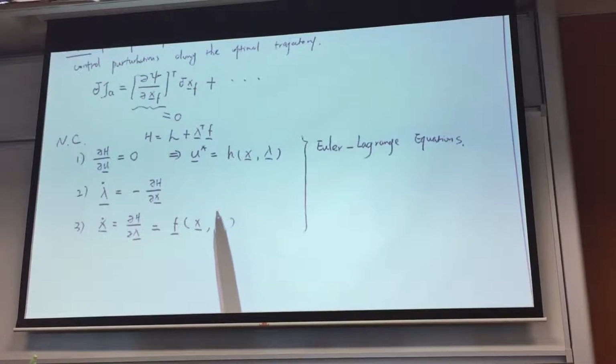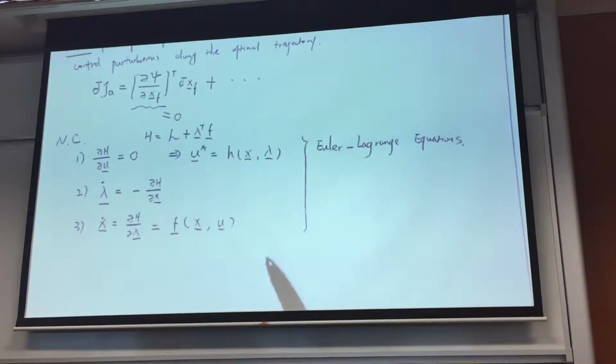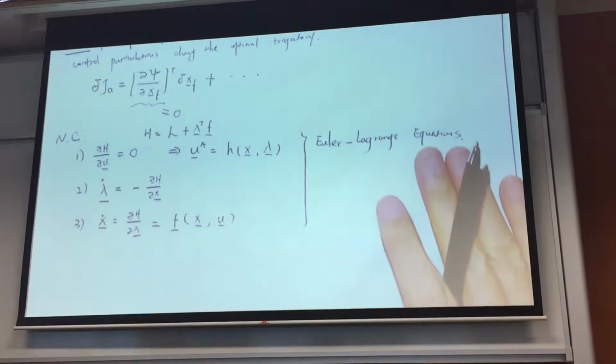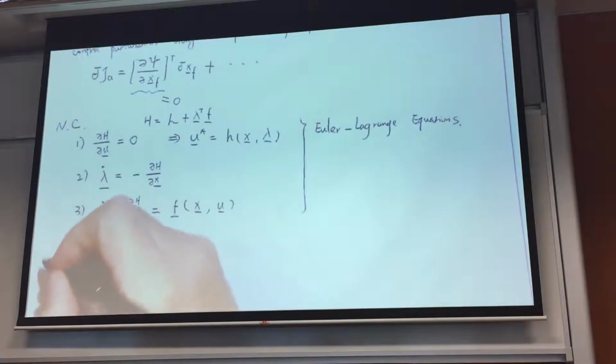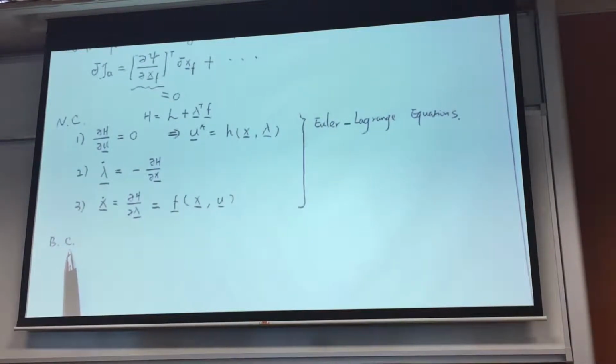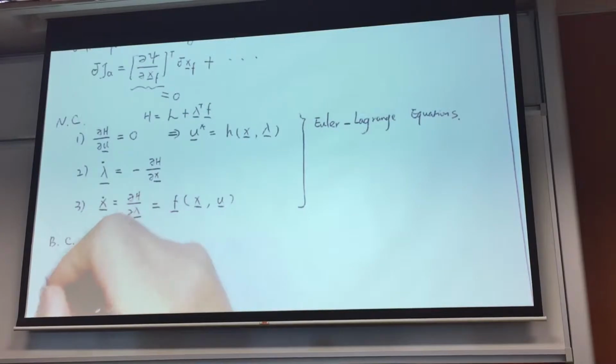So these solutions to this equation are the solution to the calculus of variation problem. The three equations are known as Euler-Lagrange equations. In order to solve these equations, we also need the boundary conditions. The boundary conditions depend on whether the x0 and xf are given or not. So there will be two combinations.